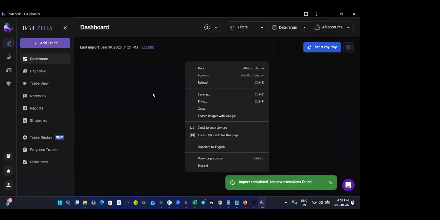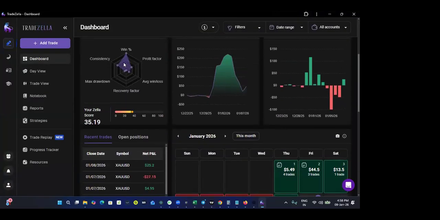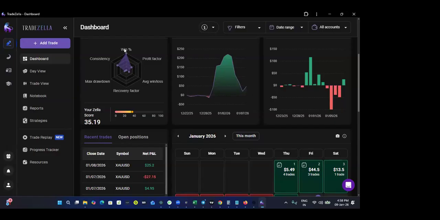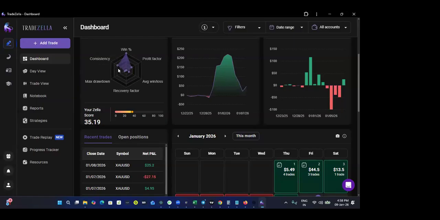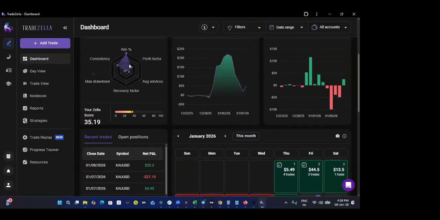This is my ledger account in TradeZilla. So I'm using the assumption. This has happened to my trade. Can you see here? This is my ledger account for all the accounts. The win ratio is very good, and the consistency is also good, but the drawdown is very low. That is the issue I'm facing.